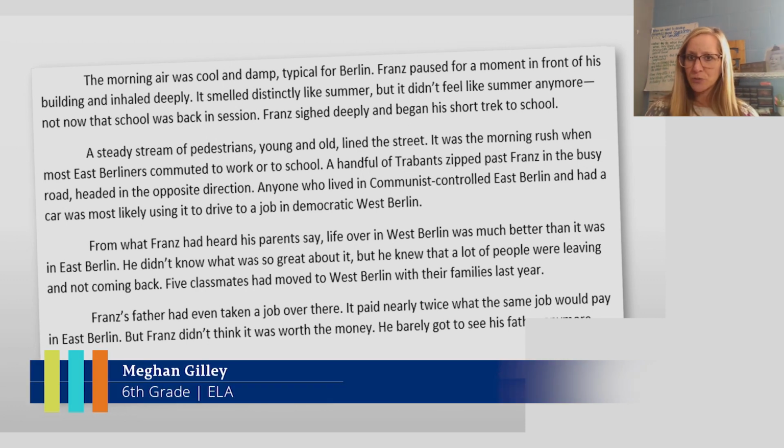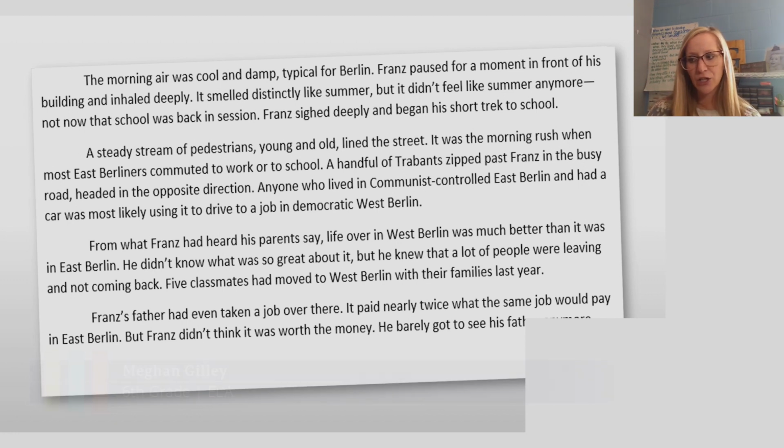So we start to learn more about the historical setting here. What did the author tell us about East and West Berlin? You're right. We have some details that the weather was cool and damp at the end of the summer. East Berlin was controlled by the communists, and people who were able to had cars, or Trabants, and they would go from East Berlin to West Berlin for work.